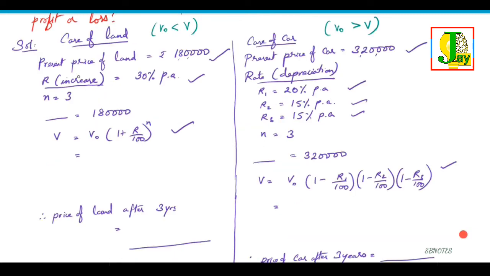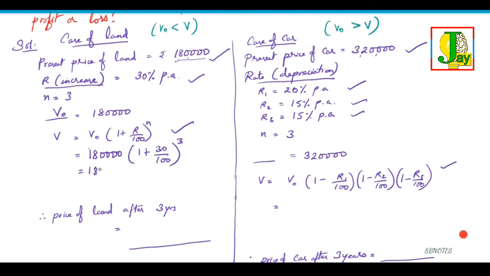The case of land is a growth problem. So we need to find out whether the present price is V0 or V. Now after 3 years the price has to increase, so that means this should be the initial price, V0, and putting the values we calculate the final price of the plot of land. We get 1,80,000 into (1 plus 30 by 100) power 3.